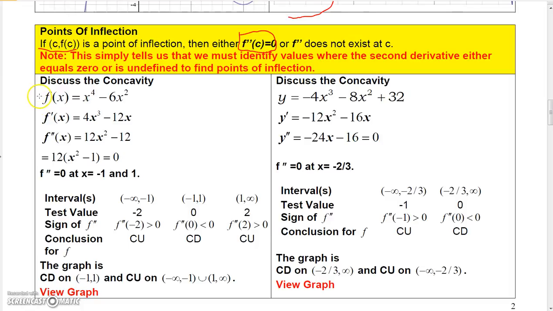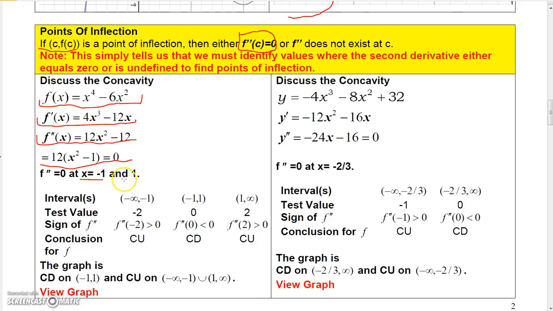Not the first derivative, but the second derivative. So let's take a look at this function. Now I'm going to assume here that you know how to find derivatives. So here's the function, here's the first derivative, and then from the first derivative we get the second derivative. And then we set the second derivative equal to 0 and solve for the zeros or roots.